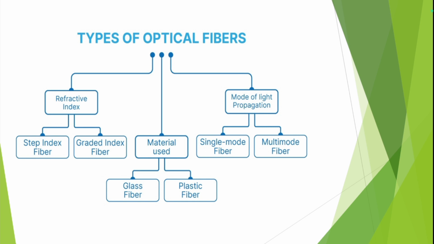Next, let's start with the types of optical fiber. Depending upon refractive index, it is classified into two types: step index fiber and gradient index fiber. Depending upon the material used, it is again classified into two types: glass fiber and plastic fiber. And last, depending upon the mode of light propagation, it is classified into two types: single mode fiber and multi-mode fiber.